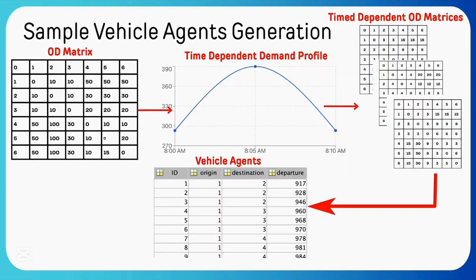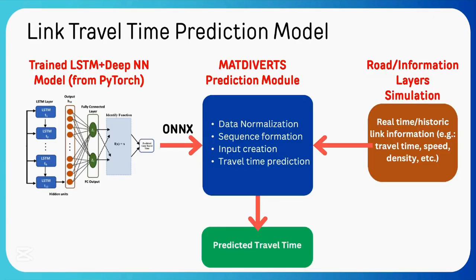Using the OD matrix input, MATDIVERTS generates time-dependent demand profiles, loading demand at customizable intervals. By default, demand peaks during busy periods with a concave profile, although this can be adjusted in the demand module. From this, time-dependent OD matrices and vehicle agents are generated, incorporating assumptions about arrival patterns and inter-arrival times. The next module handles link travel time predictions.